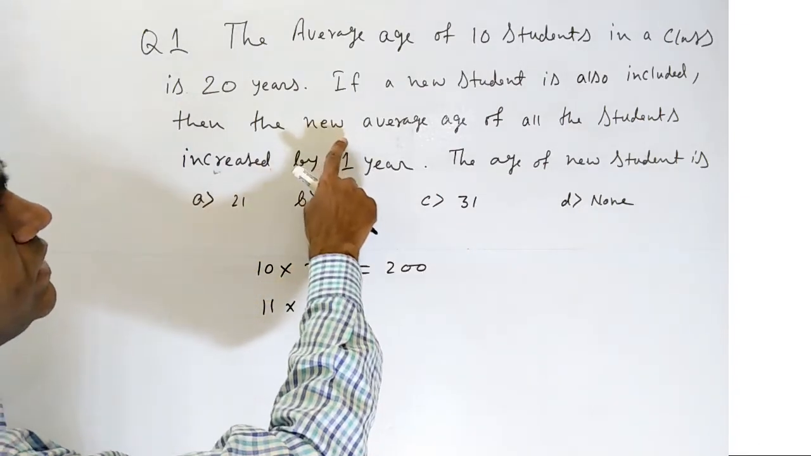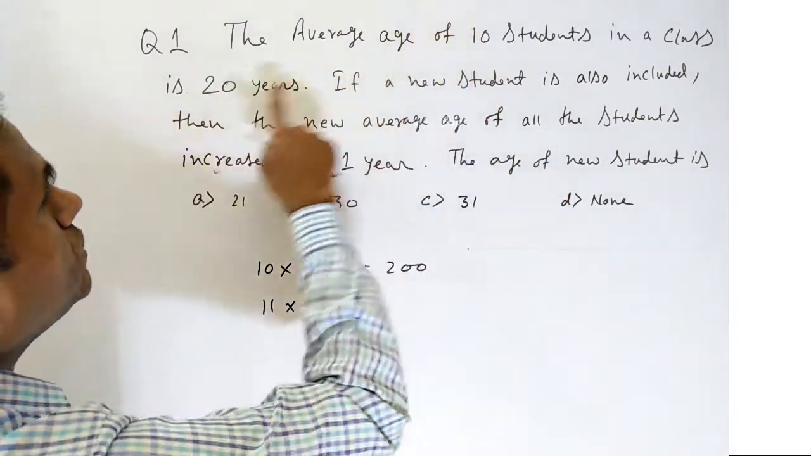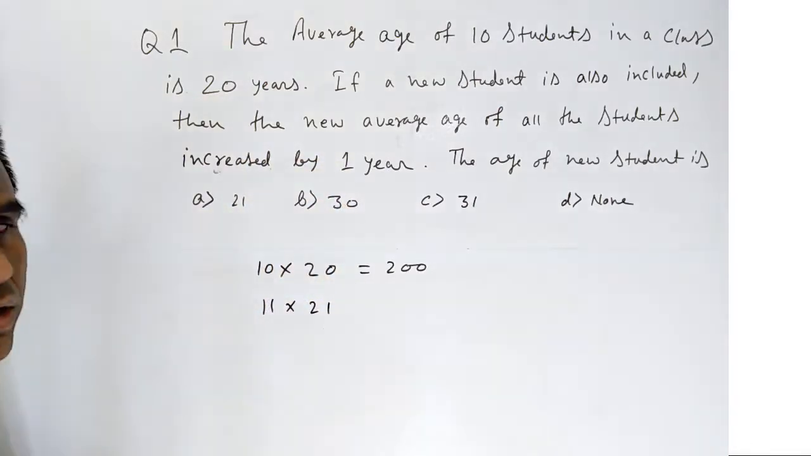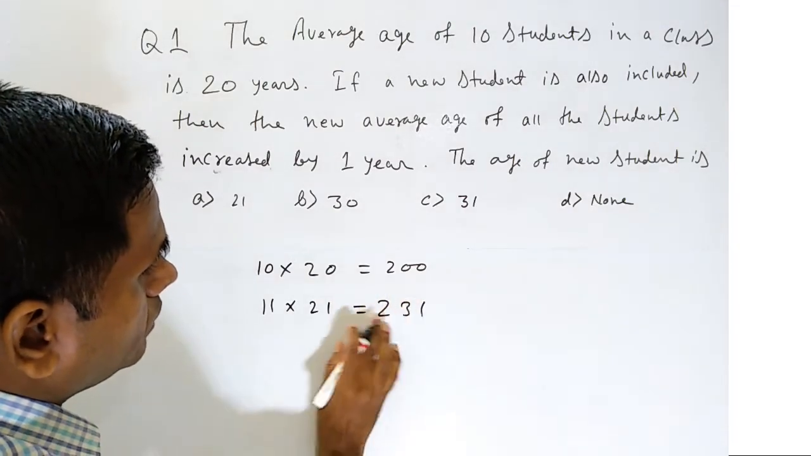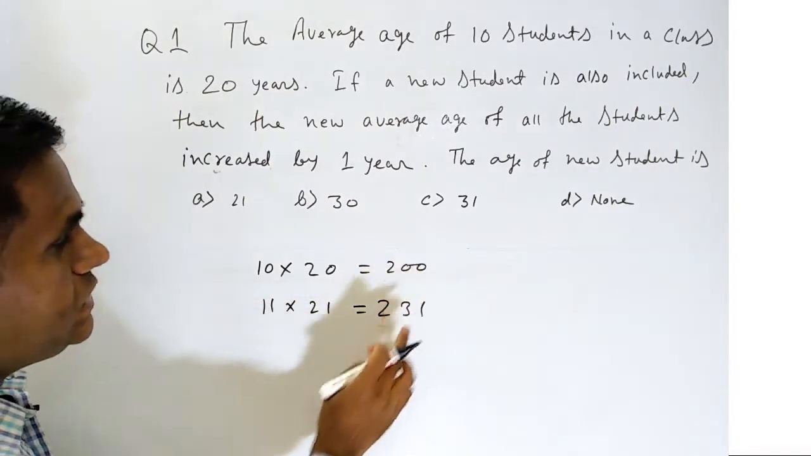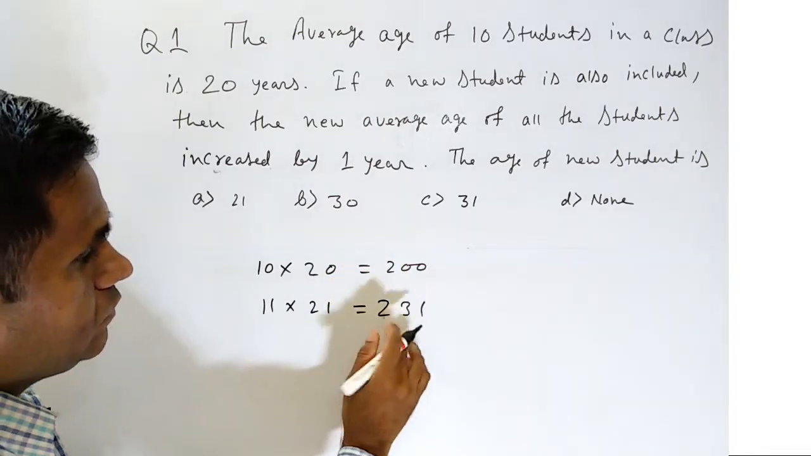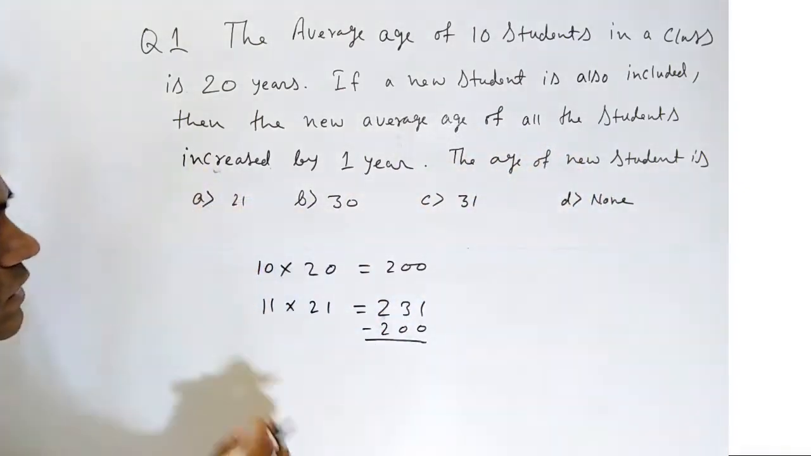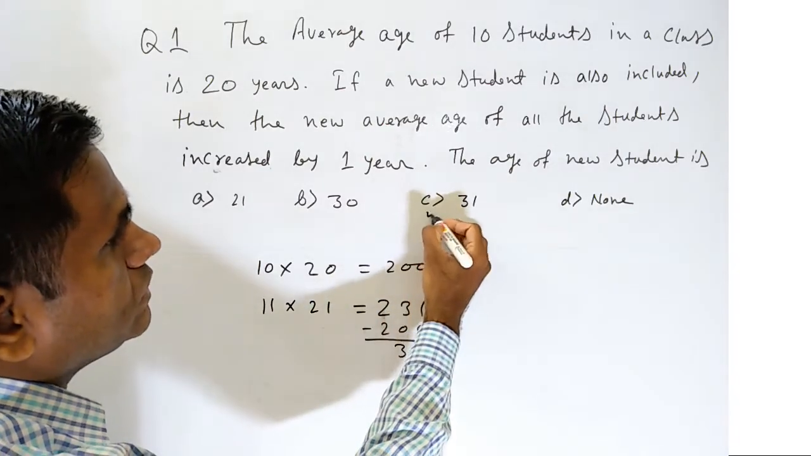And what is the average? The new average of all the students is increased by 1. So average was 20 years, average will become 21. Now if we multiply this, we will get 231. This is the sum of 10 students' age, and this is the sum of 11 students' age. So if you subtract 200 from 231, what we will get? The age of the new student. So the age of the new student is 31 years. This is the answer.